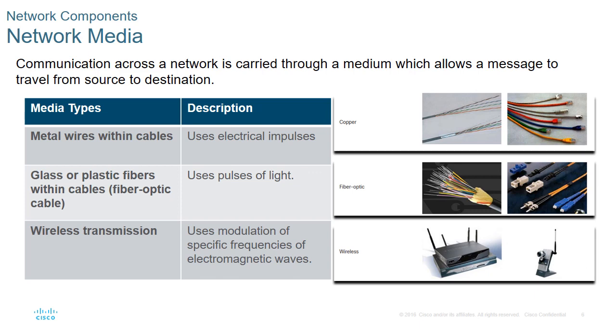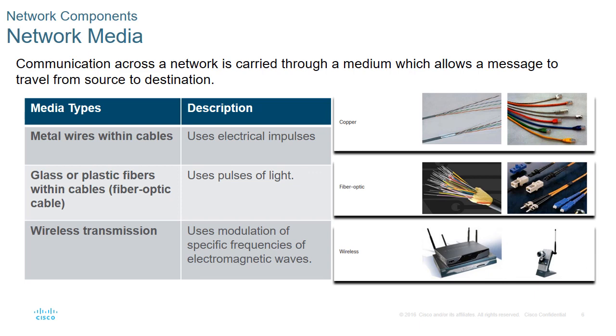Network media. To send and receive data across the network, we need a communication medium. The communication medium is responsible for carrying the message from source to destination. Different types of communication media are available. First, metallic media, or metallic wires within the cable. Usually this is a copper cable. In copper cable, the data signals are transmitted in the form of electrical impulses or electrical signals.